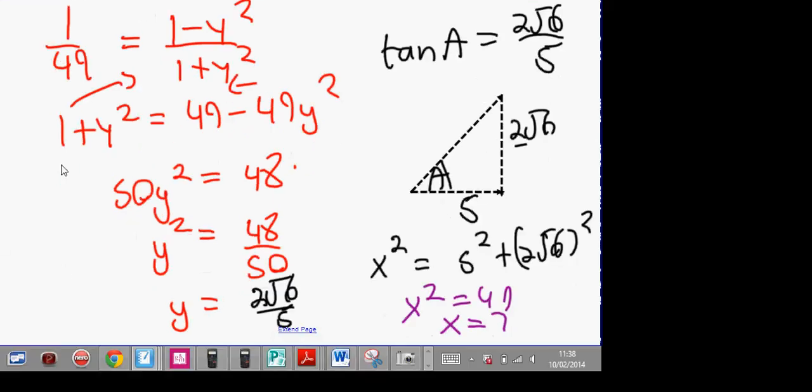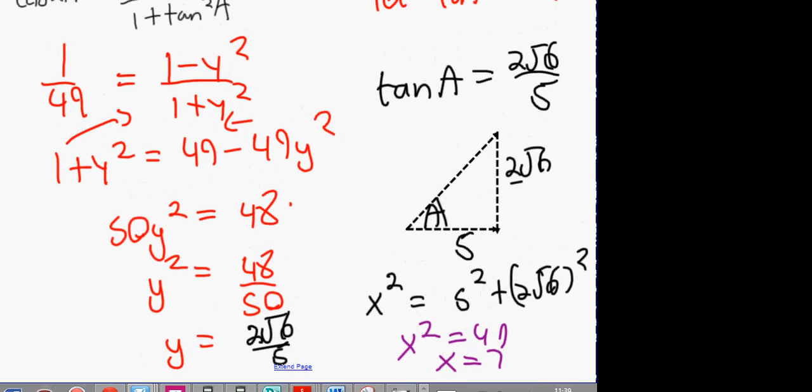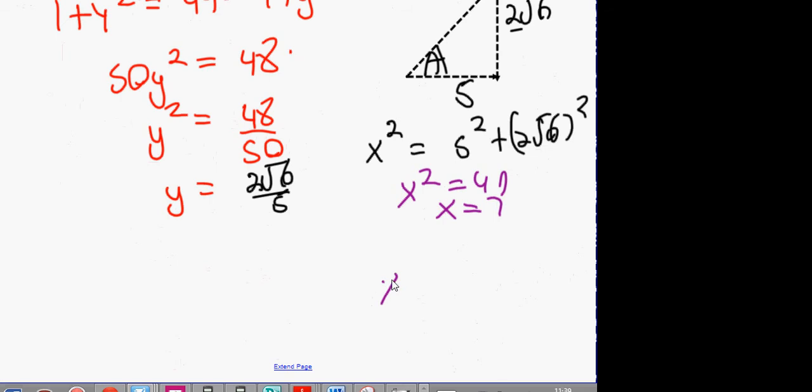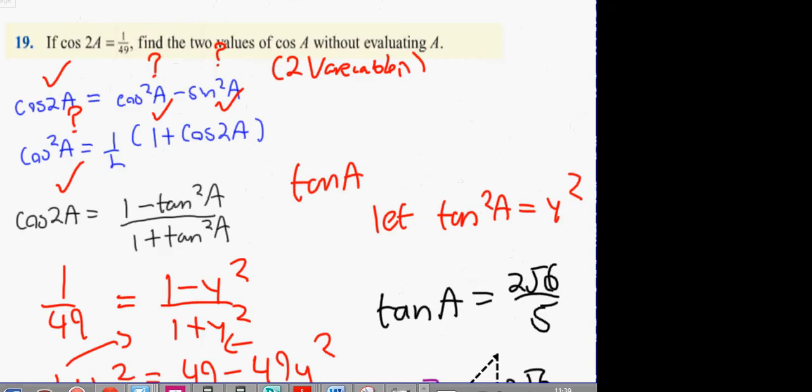What's our answer for tan A now? What's our answer for tan A? Anybody? Sorry? Cos A is therefore adjacent divided by hypotenuse. 5 over 7. There's many ways we can do it, but which one was obviously the short way? The first method. Okay? Obviously the short way. Moving on.